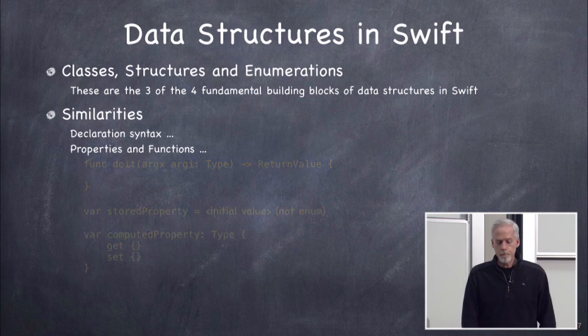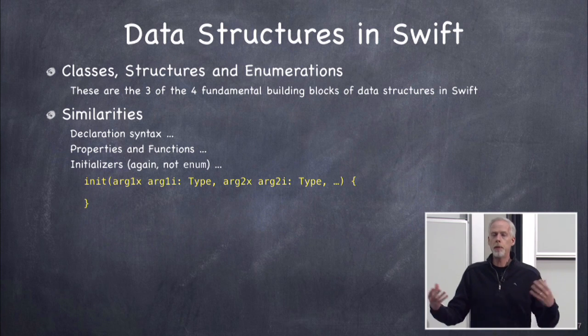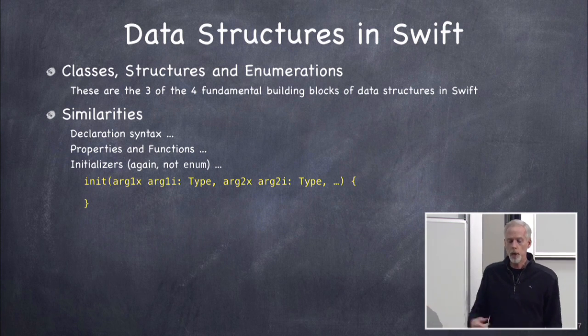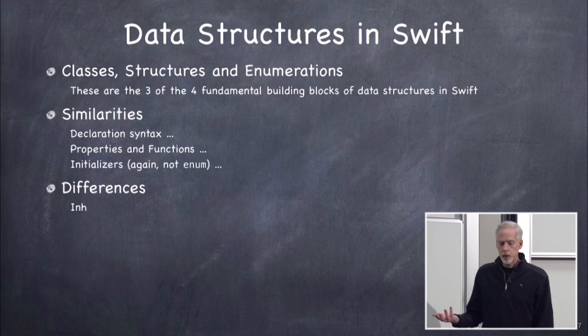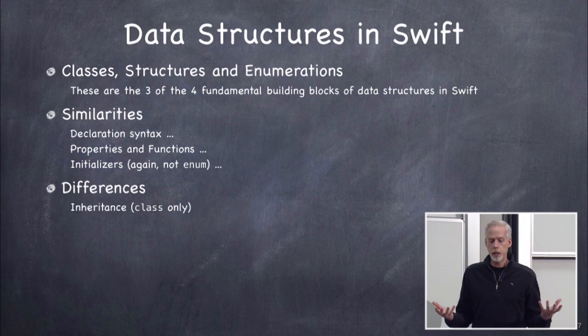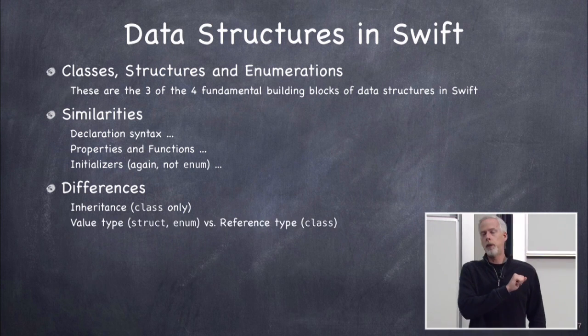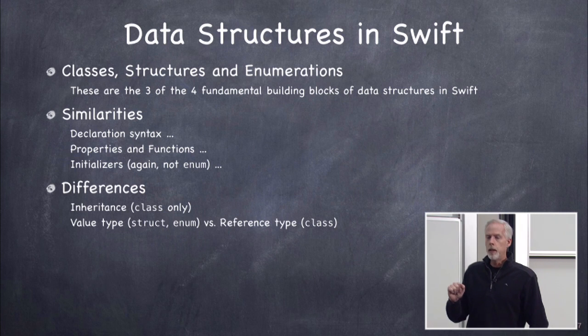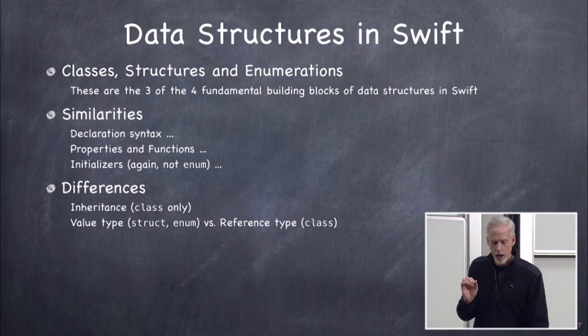Another thing that's very similar is they can all have initializers except enums. Enums don't need an initializer because you just say the case you want. But structs and classes have initializers. Okay, so that's the same. Now, what are the differences? Well, of course, inheritance is a big difference for classes. Classes have inheritance. Structs and enums do not. But the most important difference, which I mentioned last time, is that structs and enums are value types and classes are reference types.